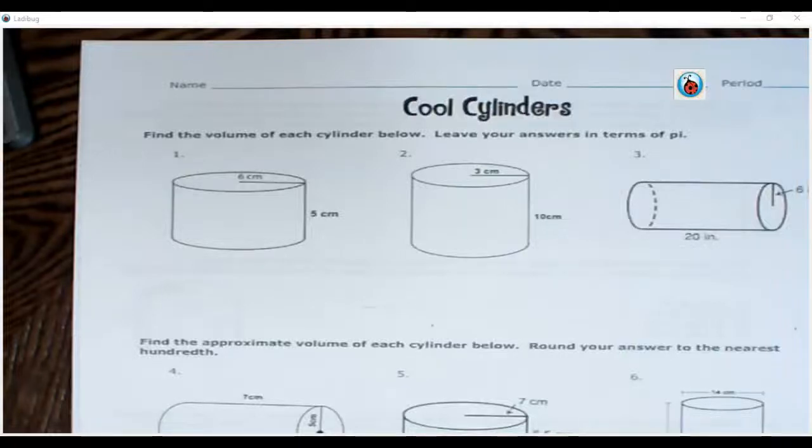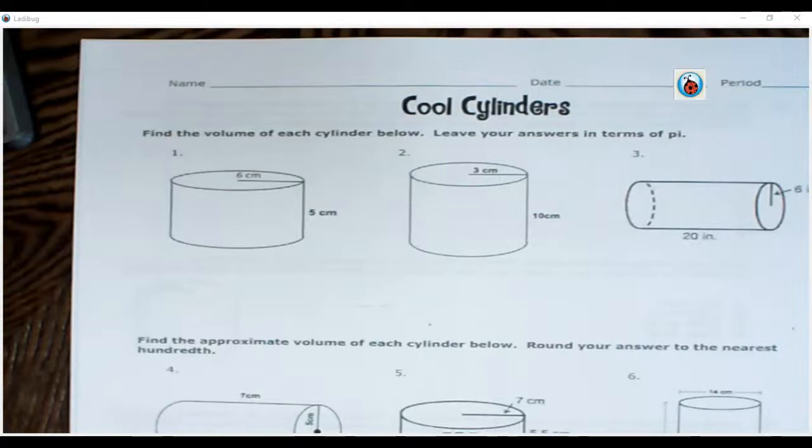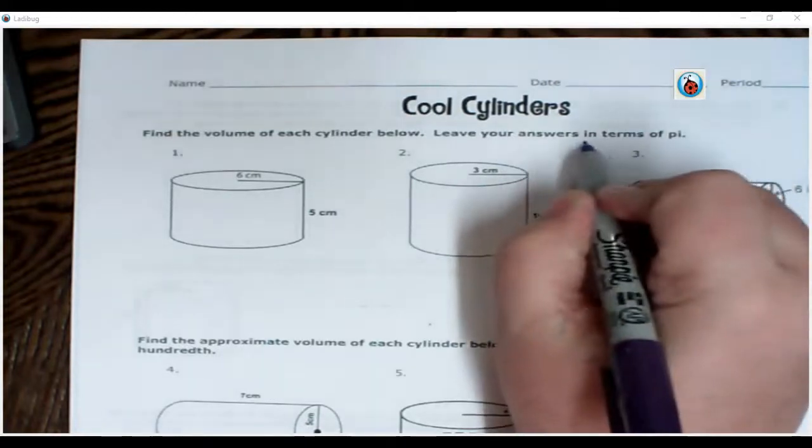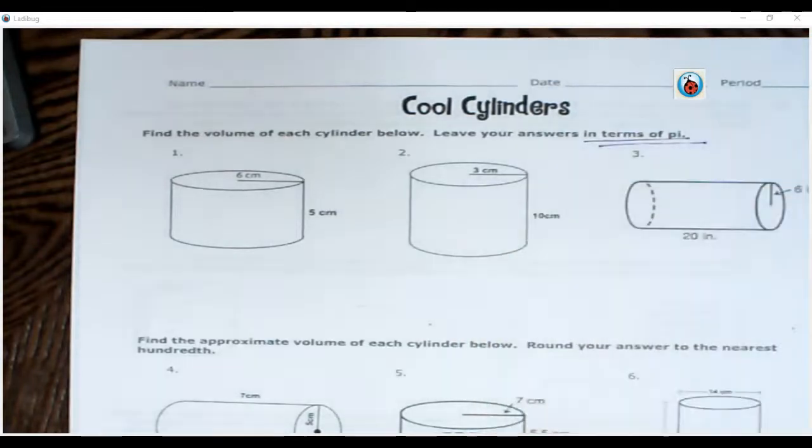Okay, so let's get you started on cool cylinders. If we look at the directions for the top section, it says find the volume of each cylinder below. Leave your answer in terms of pi. This is very important when it asks to leave it in terms of pi. That means you need to have the pi symbol in your answer. So let's look at number 1.